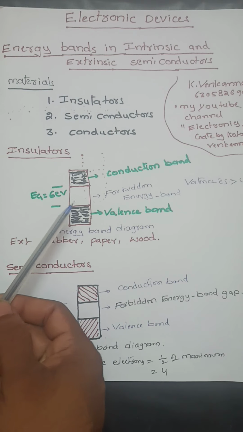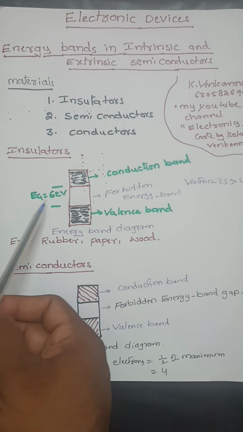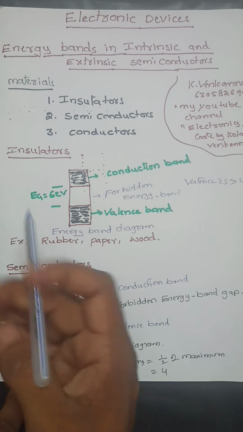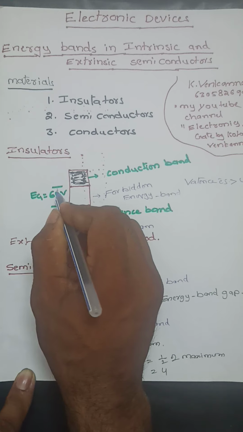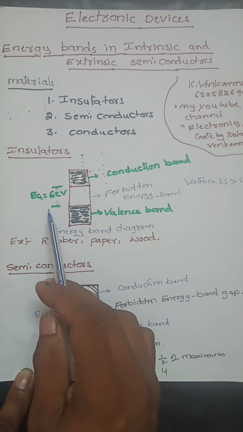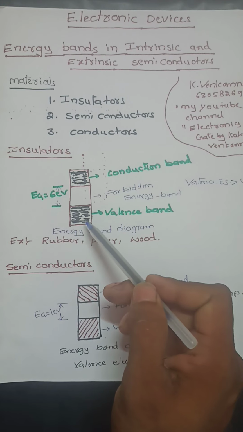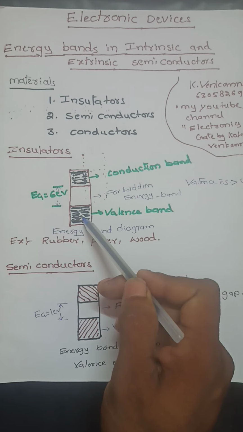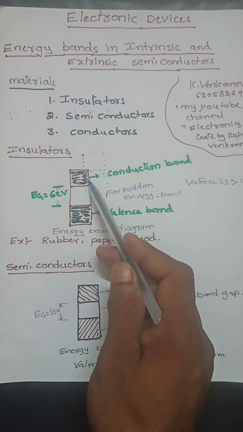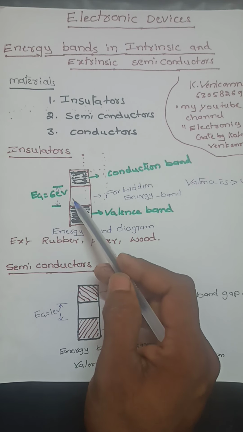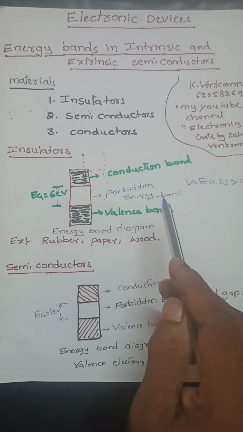For insulators, the forbidden energy band gap is indicated with Eg. Eg is equal to 6 electron volts. 6 electron volts is a very high amount of energy, so valence electrons are unable to jump from the valence band into the conduction band. Why? Because the gap energy is more. So there is no conductivity.